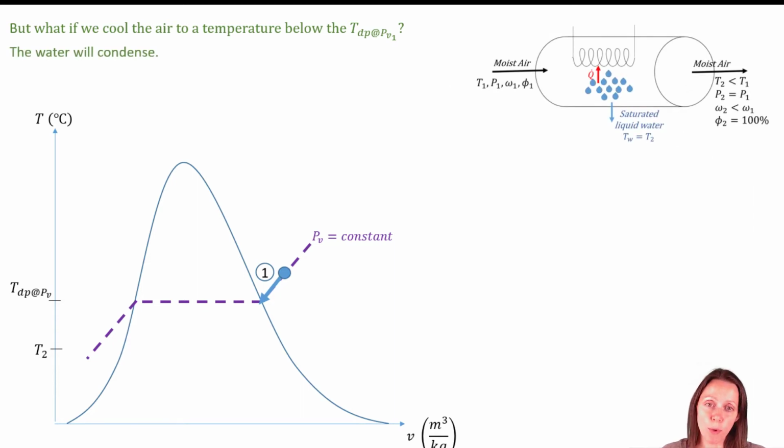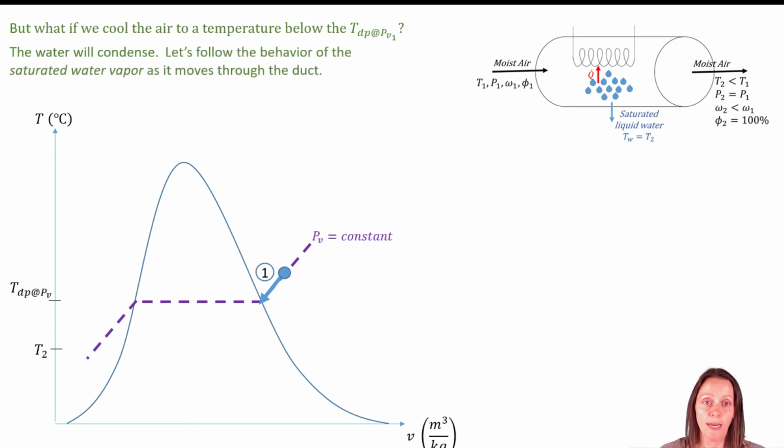So what we're going to do is look at the behavior of the saturated water vapor as it moves through the duct, because that's the portion of that two-phase mixture that's a result of that condensation. That's the part of that two-phase mixture that's still part of that atmospheric air. It still exists as a gas. Now there is a saturated liquid portion, and that's exiting as a saturated liquid or condensate at the very top right-hand corner of that little picture. It's exiting at the bottom.